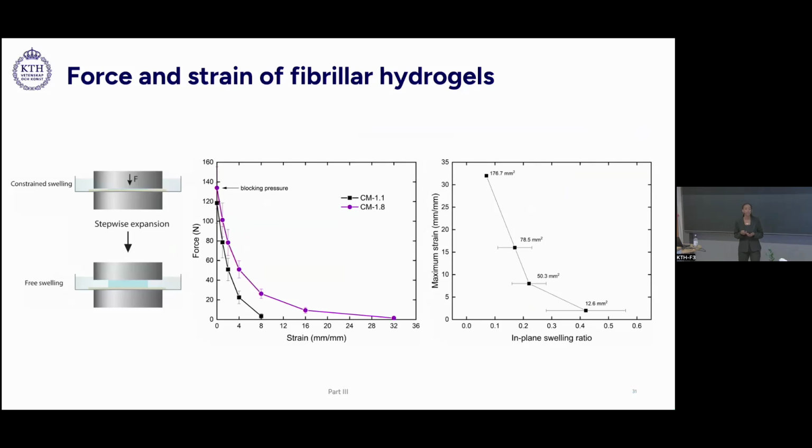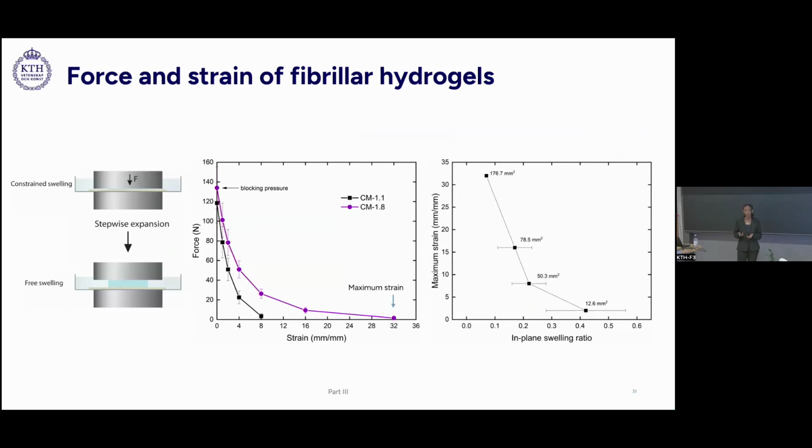We then looked at the displacement of these hydrogels because this is an important parameter in the design of actuators, and I will refer to this as their strain. And this was done by a stepwise expansion in the same parallel plate setup. So one of the main findings here was that by using highly charged fibrils, we can reach strains of up to 3,200%, which far surpasses conventional polymer hydrogels.